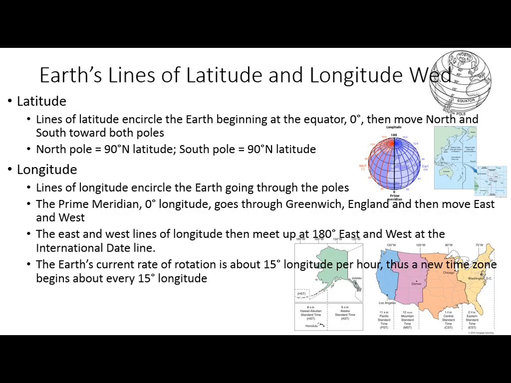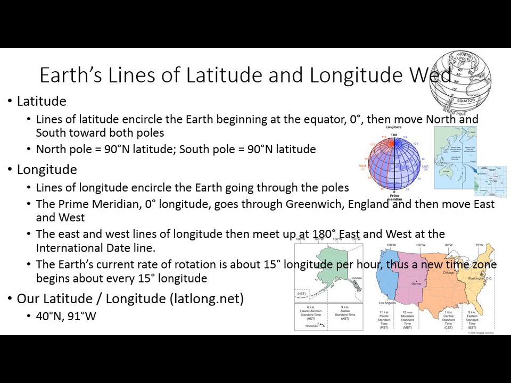So the thing about the Earth rotating on its axis, it basically covers 15 degrees of longitude for every hour. Okay, so if you take 15 degrees times 24 hours, that actually gives you a 360-degree circle. So that's kind of how that works.